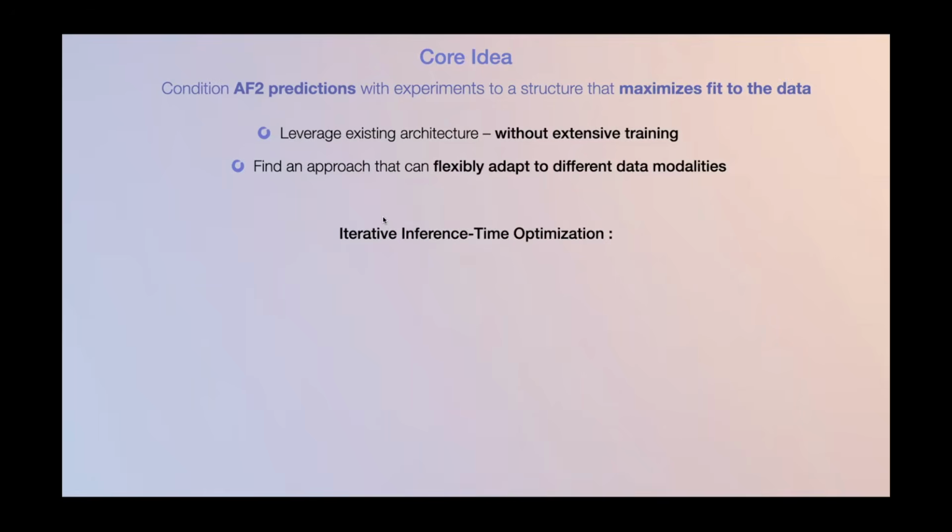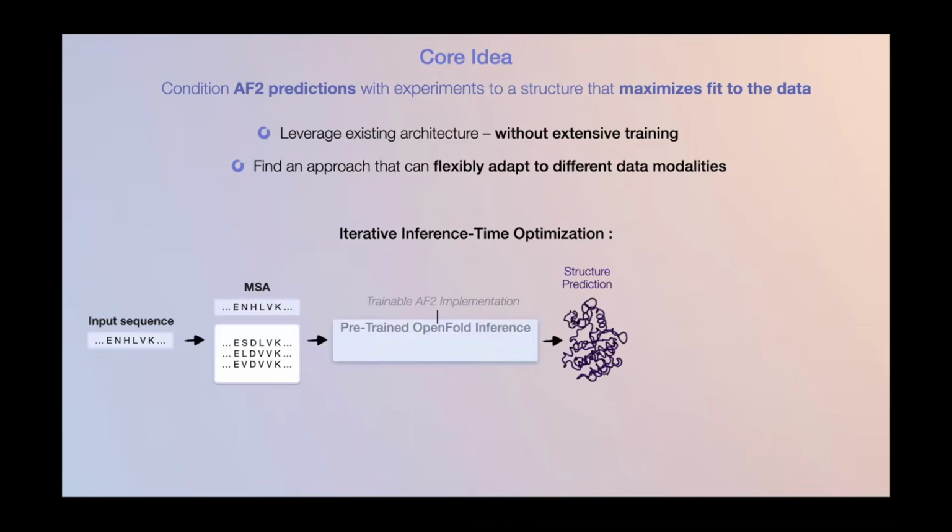So what Rocket does is that, traditionally, as with normal AlphaFold prediction, we start with an input sequence. And this input sequence is also used to collect coevolutionary information, so a multiple sequence alignment. And then we run just pre-trained AlphaFold, really our open source reimplementation, so OpenFold inference, to obtain a structure prediction.